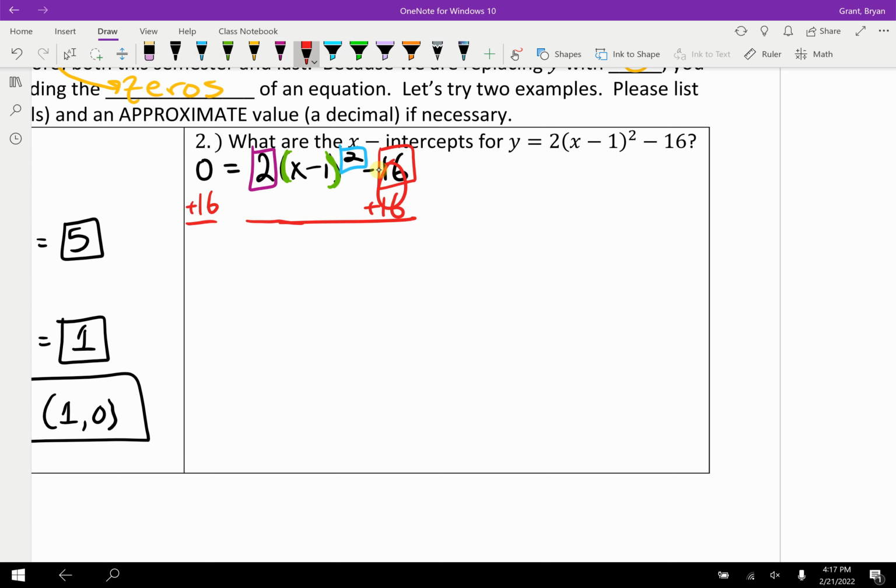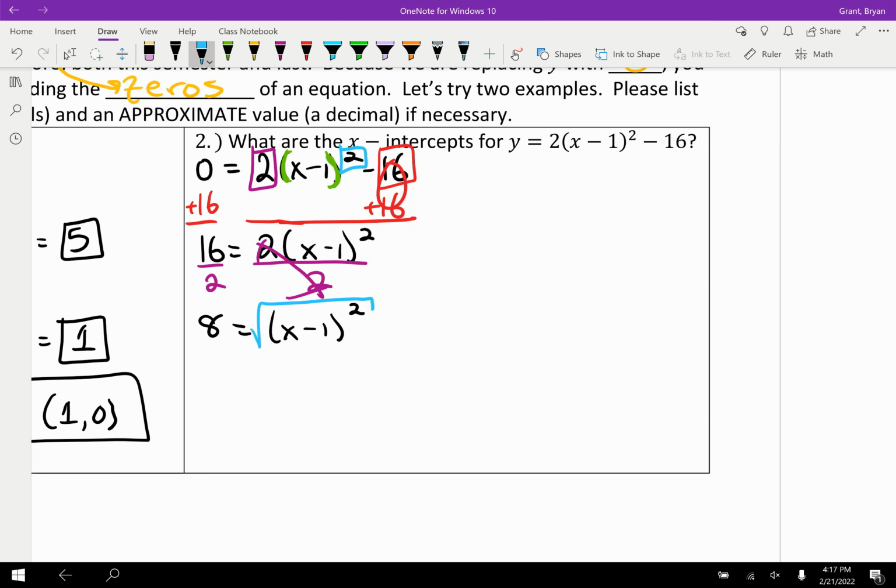And again, if you're at that stage where you don't need to show the plus 16 on each side, you just know it's 16, please feel free to skip to that. You don't need to show the extra steps. You've only done this half 100 times, if not more. Next up, divide off the 2 from the multiplication. Gives us 8 equals x minus 1 squared.